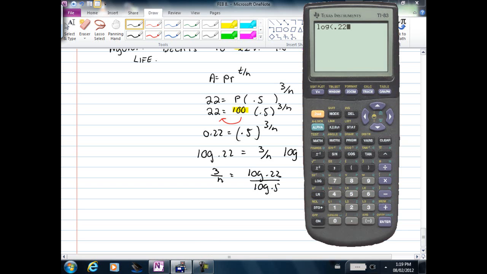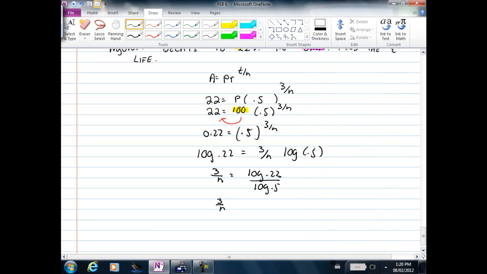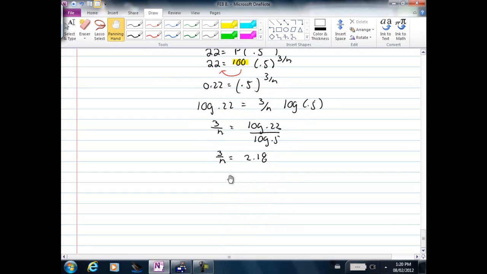You get 2.18. So 3 over N equals to 2.18. But the problem is this. We didn't solve for N yet. How do you solve for N from here? Cross multiply. Okay. So if you cross multiply, watch what we're going to do. We get 3 equals to 2.18 N. And then I can finally move this 2.18 over. So N equals to 3 divided by 2.18.